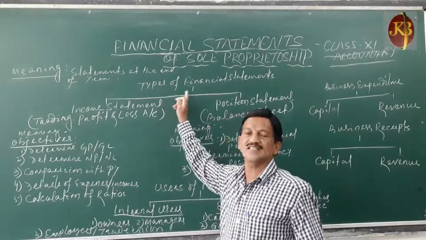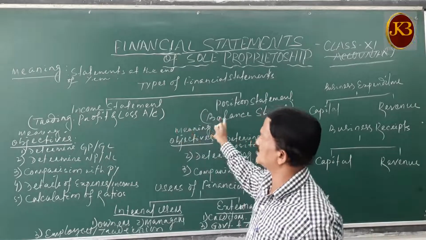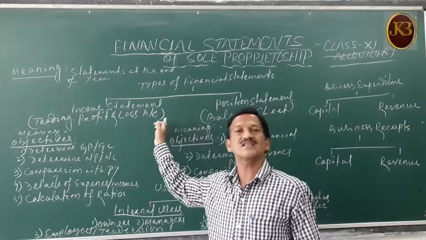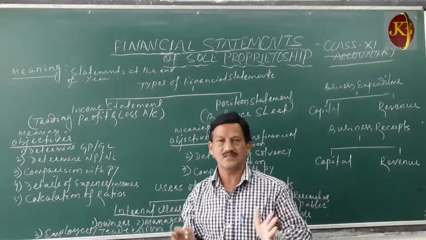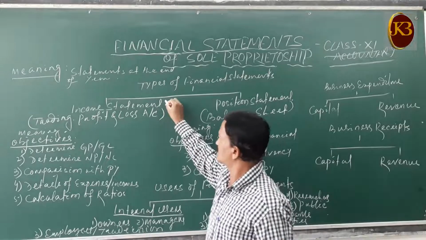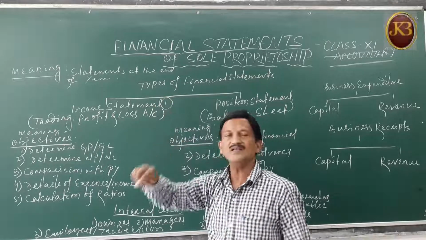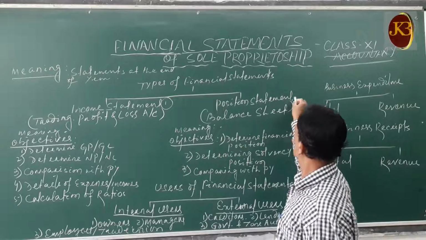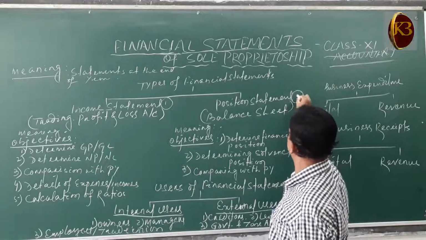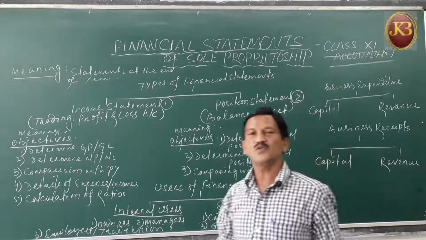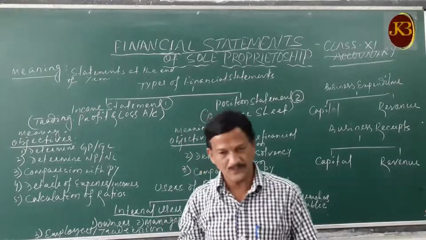What are the financial statements you will prepare at the end of the year? You can see this classification of the financial statements. Financial statements are classified into two types. The first one is the income statement. The second one is the position statement. Mostly these two statements are to be prepared.